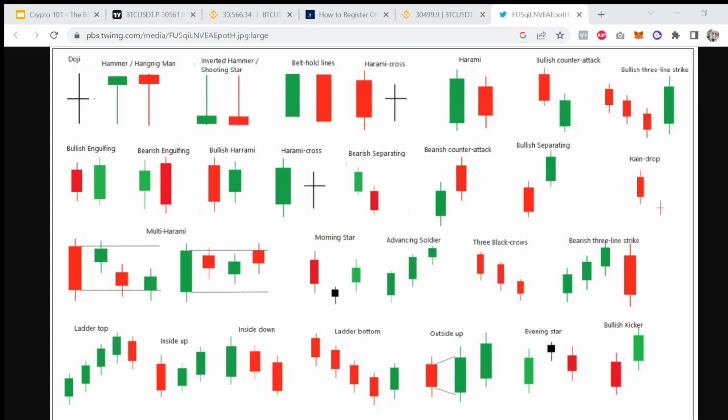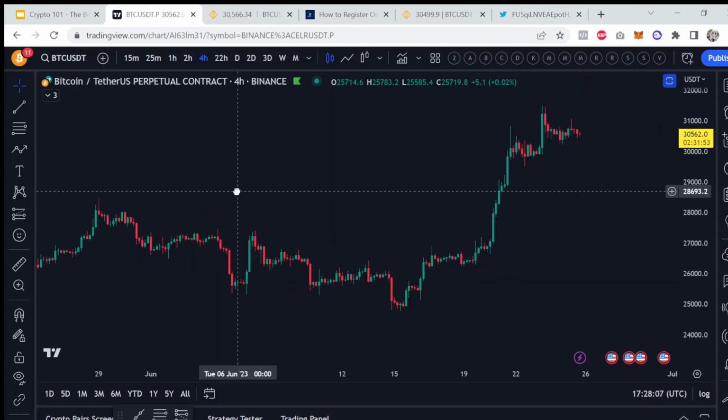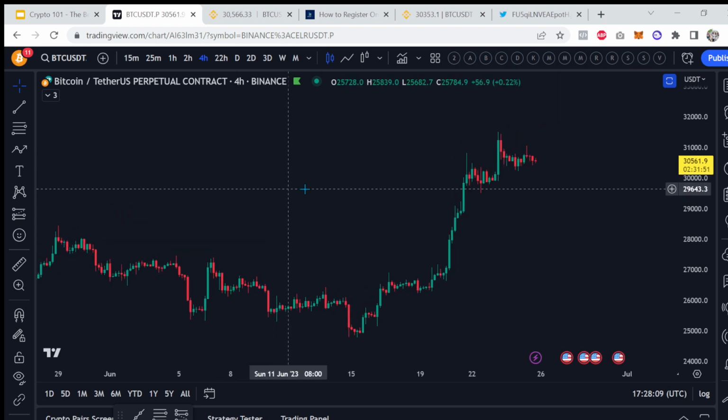Our next topic is candlestick patterns. You can see the chart is full of candlesticks.